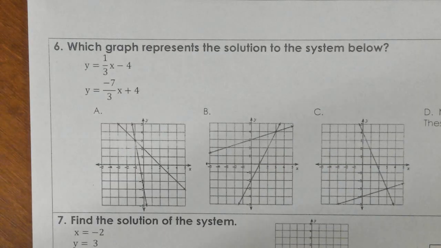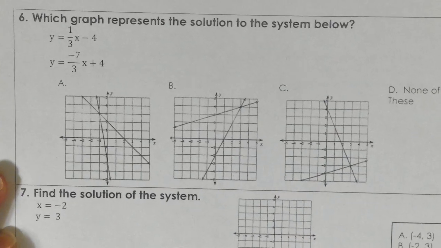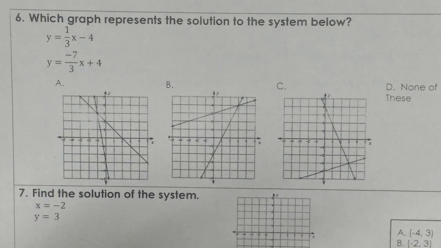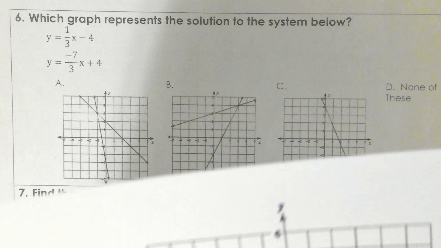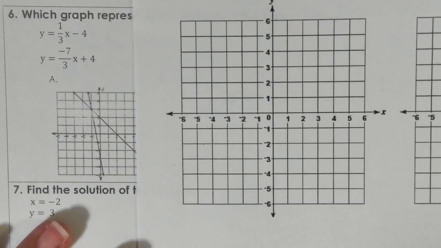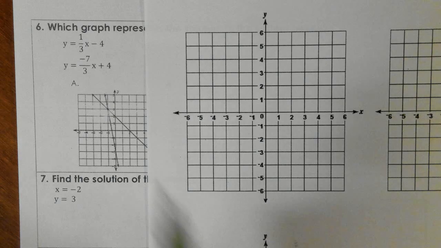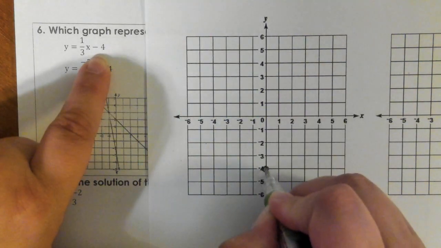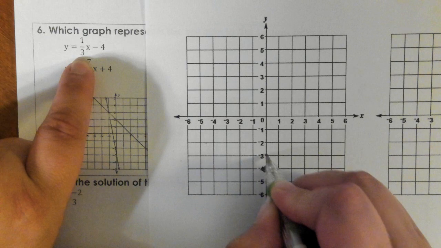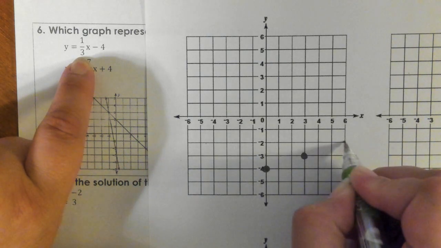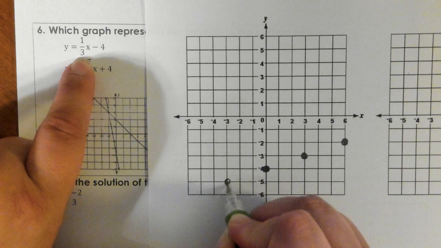Okay, for number 6, for this one, you are to match which graph it goes with. So, if you are able, again, to print off a graph, I highly suggest you print off a graph. I'm trying to find a graph real quickly here. Okay, so we're going to graph it on our own graph paper, and then we're going to match it. So for the first equation, we're going to start at -4, and it says go up 1, right 3. And down 1, left 3.